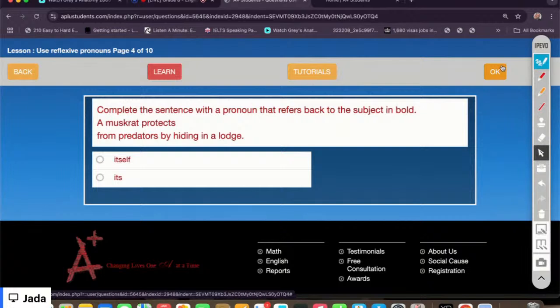Okay, so we have a muskrat protects itself from predators by hiding in a lodge. So a muskrat protects what? Its or itself? Which one? So itself.